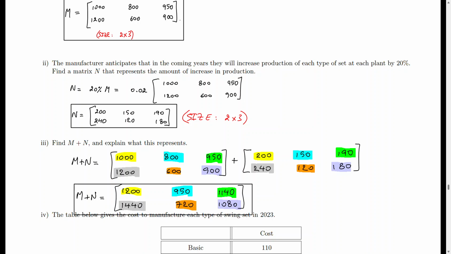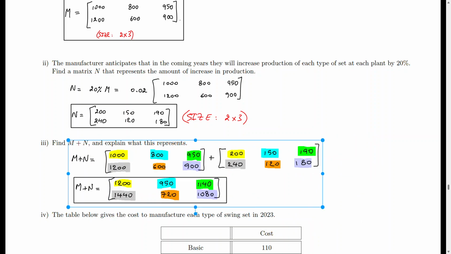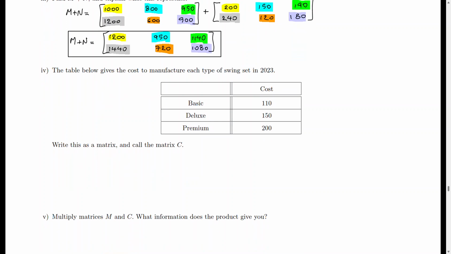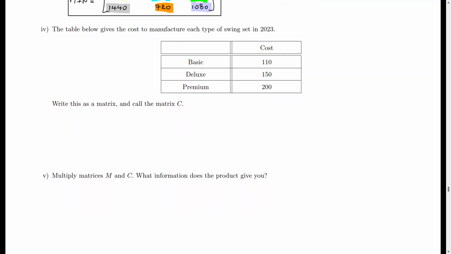And so that's the end of part 3 of this problem. I'm just going to shrink it down a little bit so that it's not taking up or hiding the next question. So again, what does this represent? What do these values represent? These values represent the number of swing sets that the playground company will manufacture after the 20% increase in production has taken place.